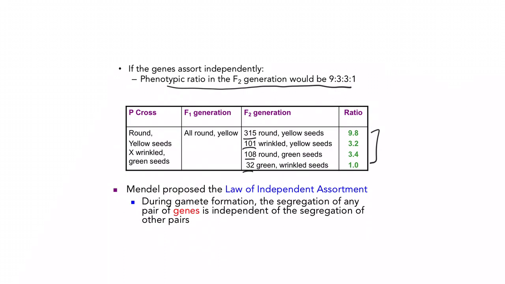Now, based on this data, Mendel proposed the law of independent assortment. Essentially what we're saying here is that during gamete formation, the segregation of any of these pairs of genes is independent of the segregation of the other pairs. So the segregation of the alleles for the round gene, the round character, is independent of the segregation of the alleles for the color character, so the yellow and green.